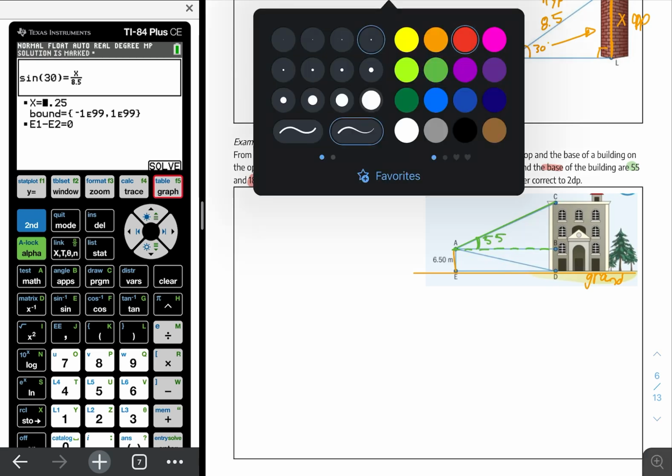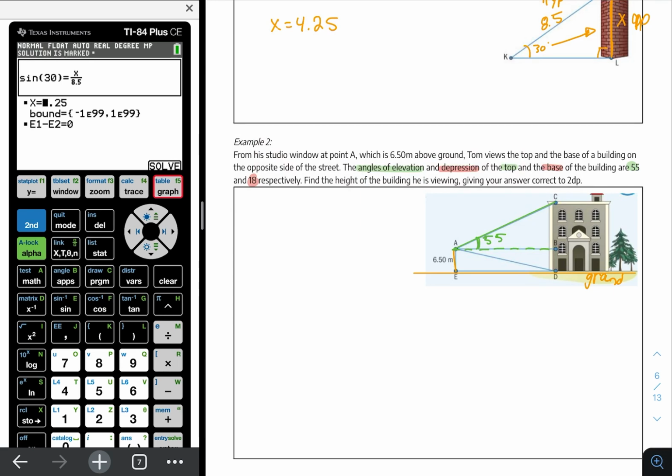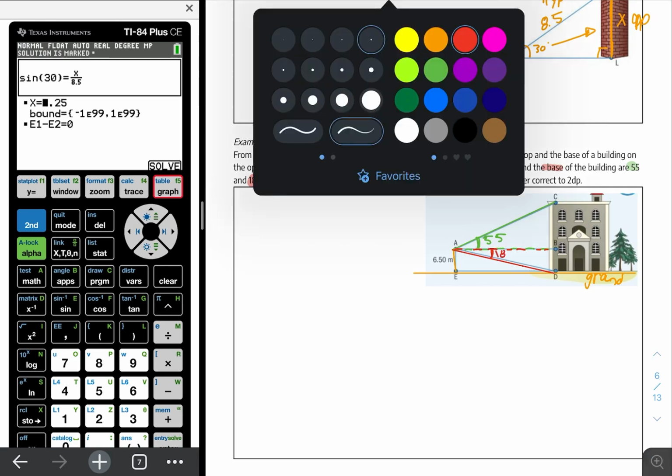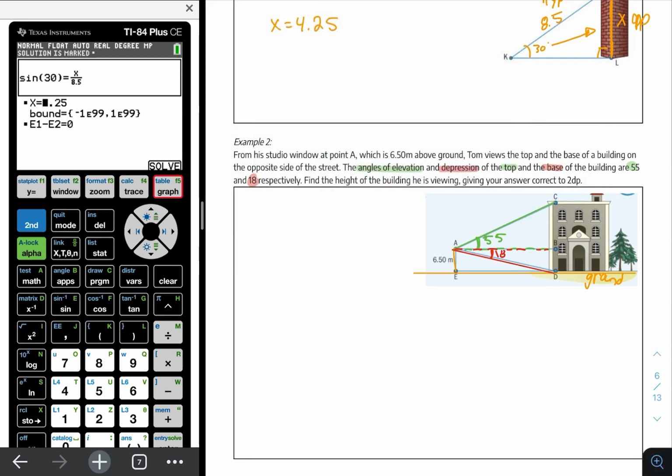If we look at our angle of depression, always starting from where we're looking down towards the bottom of the building, the angle of depression is always using the horizontal as well. Where we're looking down, this angle here is 18. When we're dealing with angle of depression and elevation questions, we're always going to be using right angle triangles. The right angle is created by the building and the ground. So we are looking for the distance of C all the way to D.